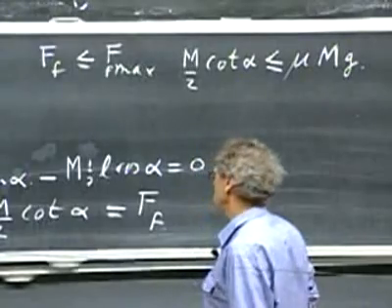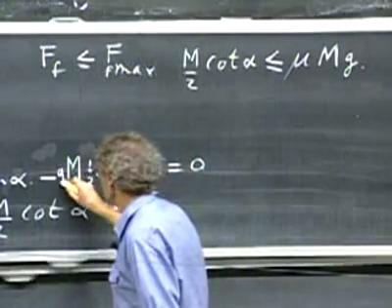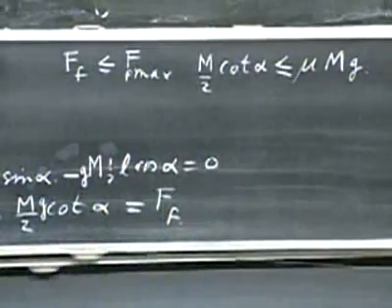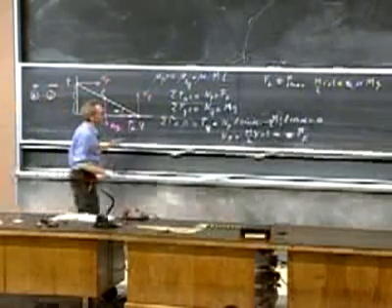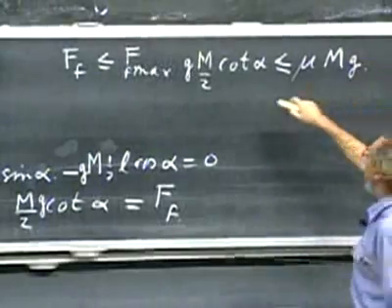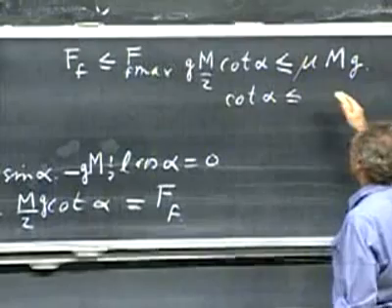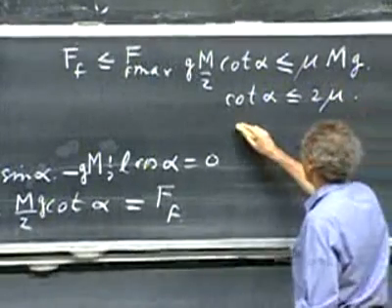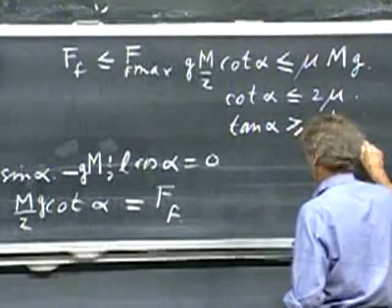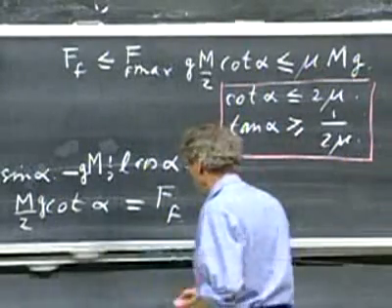Did I lose a g here? Yes, I did. I have a g here, and I have a g here. Correct? Because if I have this force here and this position vector, then I have mg. So there is a g here, and so there is a g here. And so I lose my mg, and so you'll find that the cotangent of alpha is smaller or equal to 2 mu, or the tangent of alpha is larger or equal to 1 over 2 mu. And so that is the condition for the ladder to be stable.